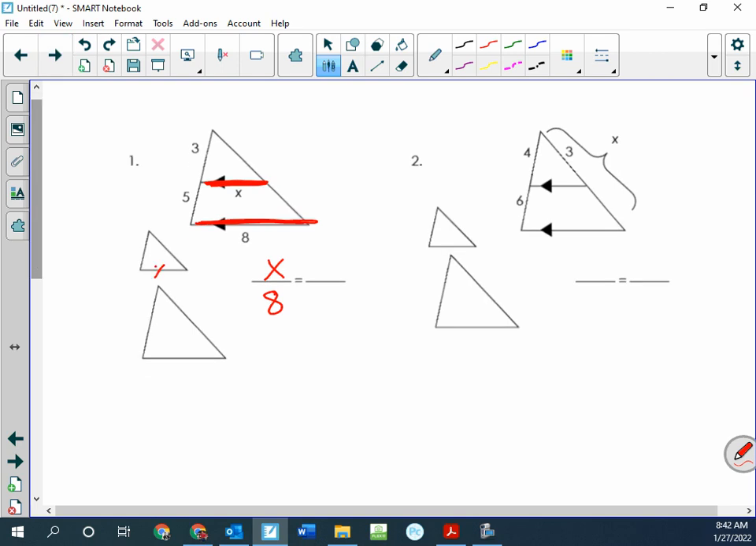Here, maybe let's label these triangles here. What's this side on the big triangle? What's this side going to be on the big triangle? 8. Okay. So this X and this 8 go together. But also X goes with 3 because they're together on the same triangle. So if I do X over 8, that's small triangle to big triangle. I also need to go small triangle to big triangle.